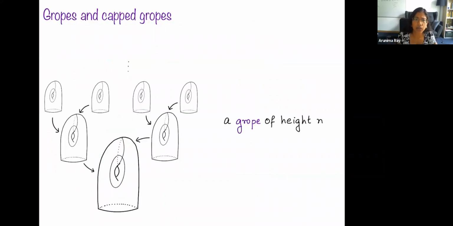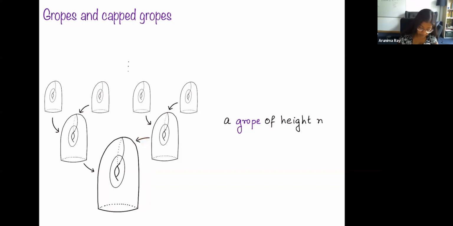So these objects are called gropes and capped gropes. So what are those? So a grope of height 1 is simply a compact surface. I've drawn a genus 1 here just for convenience. So the genus in this entire slide can be quite arbitrary as long as it's finite. So a grope of height 1 is just any old compact surface.